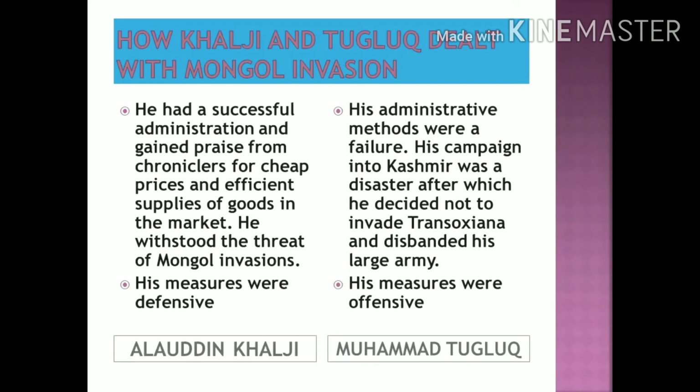Alauddin Khalji's administration was very successful and the chroniclers of his time praised him for keeping the prices in control and for ensuring efficient supply of goods in the market, and he gave a strong opposition to Mongol invasions. On the other hand, Muhammad Tughlaq's administrative methods were a huge failure.